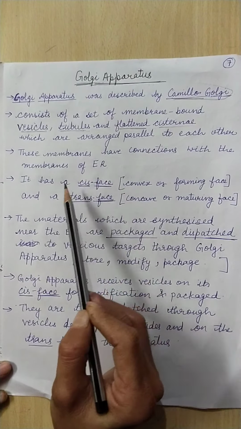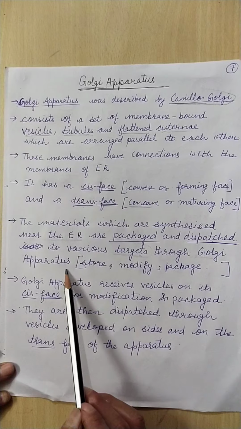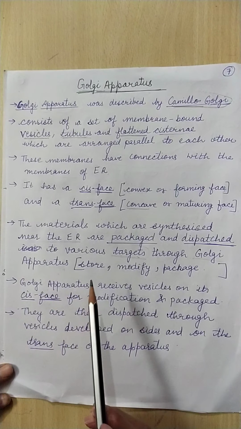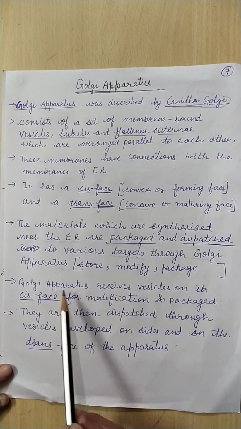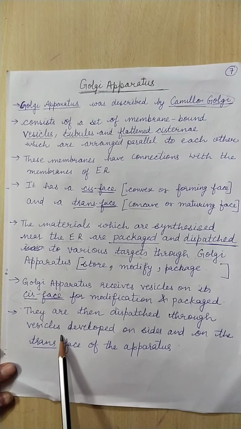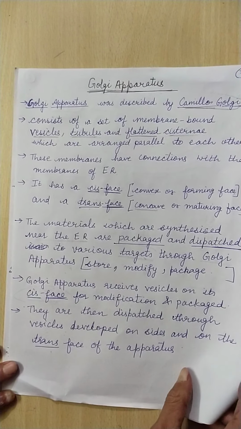The materials which are synthesized near the ER are packaged and dispatched to various targets in the cell. Wherever these substances are required, they are dispatched through Golgi bodies. These Golgi bodies are also known as the packaging units, as well as the secretory bodies of the cell. Golgi apparatus receives vesicles from the endoplasmic reticulum on the cis phase for modification and packaging. They are then dispatched through discharge vesicles की फॉर्म में ट्रांस फेज से ये dispatch कर दिए जाते हैं.